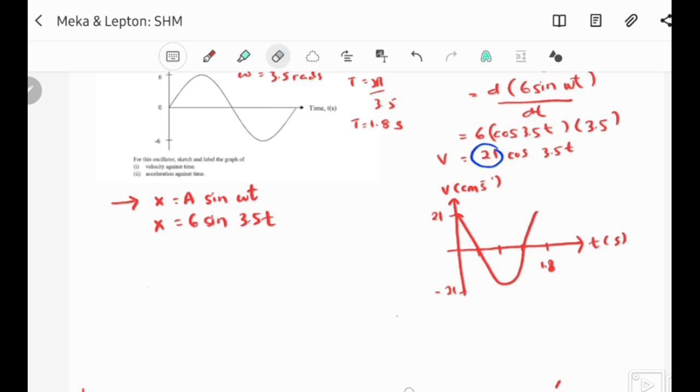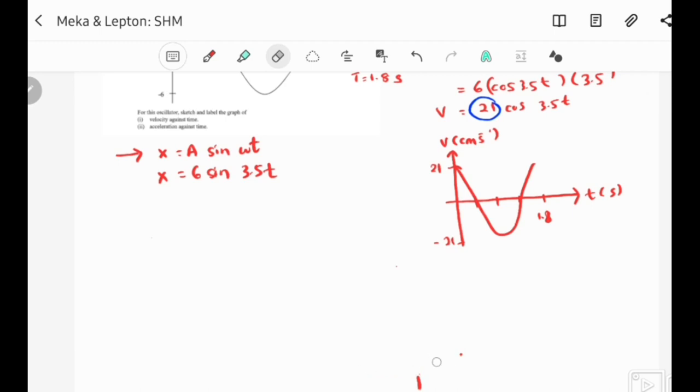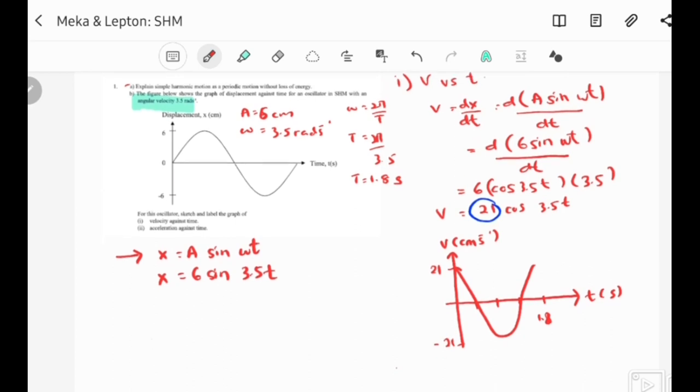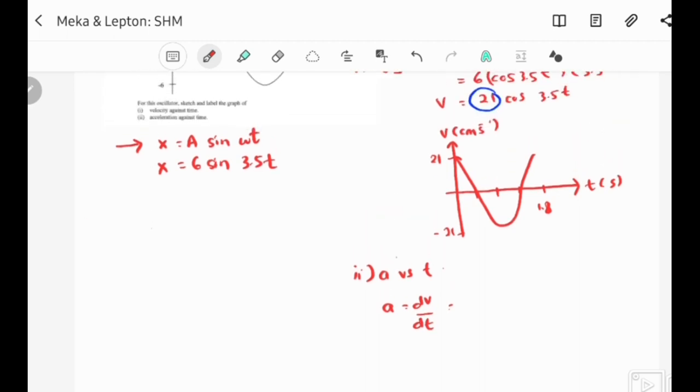Okay, kita nak buat second graph pula. So second graph kita nak graph apa tu? Kita nak graph acceleration time. So graph acceleration time, kita kena buat form dulu equation. Tadi equation untuk v. Now kita nak buat equation untuk a against t. So a equal to dv over dt. Apa equation kita tadi? Kita ada d 21 cos 3.5 t over dt.